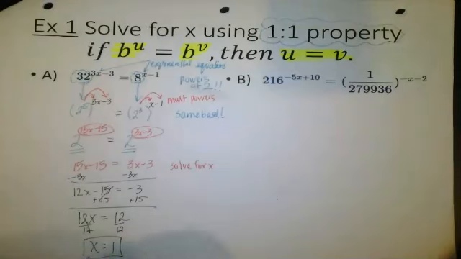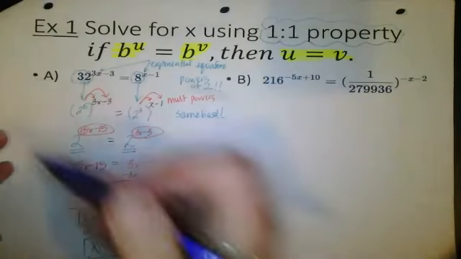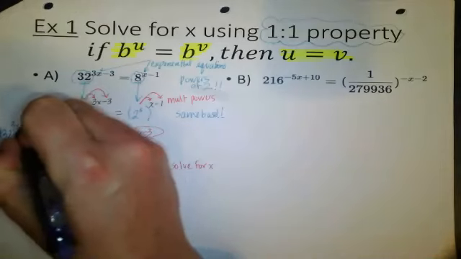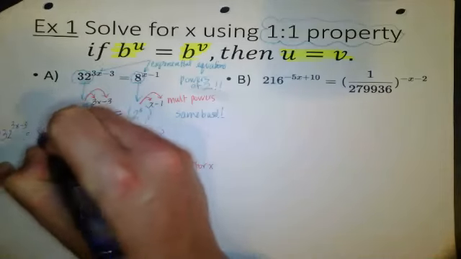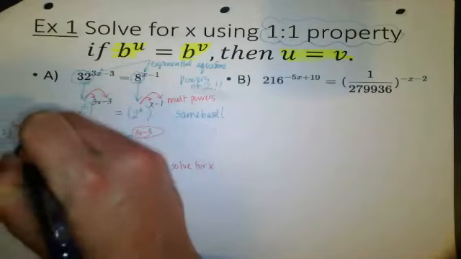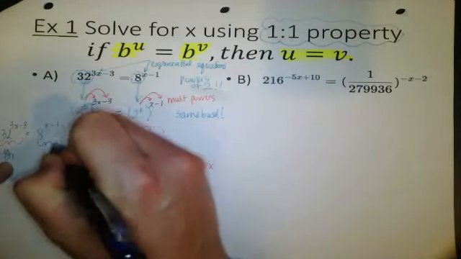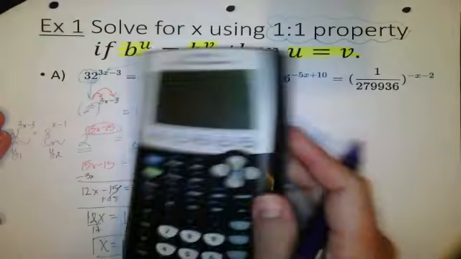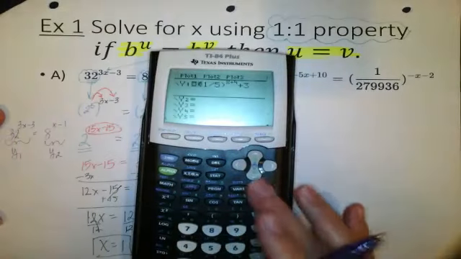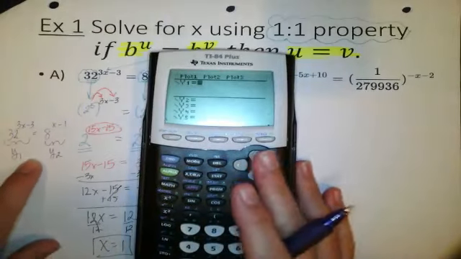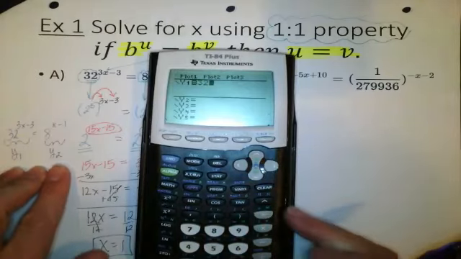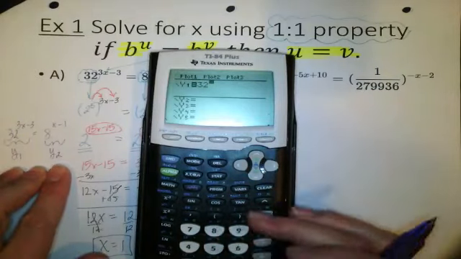So I do want to show you in the calculator. Let's see if we can see this in the calculator. 32 to the 3x minus 3 equals 8 to the x minus 1. So what we're going to do in our calculator is put the left-hand side in y1 and the right-hand side in y2. And remember, you can always solve equations this way. So that's why I teach this, because it's the best way. Well, it's not the best way, but it's definitely a good way.